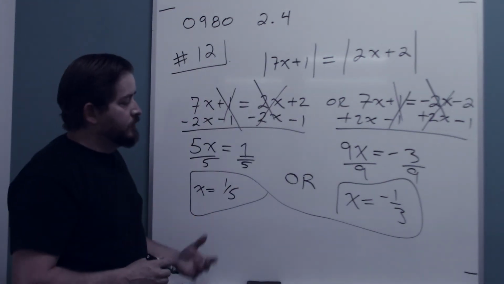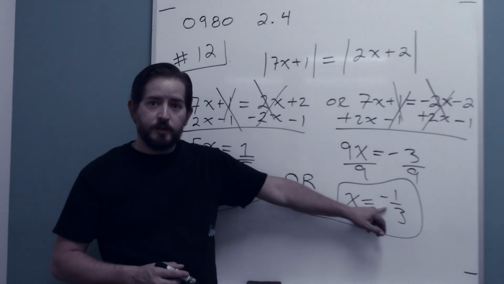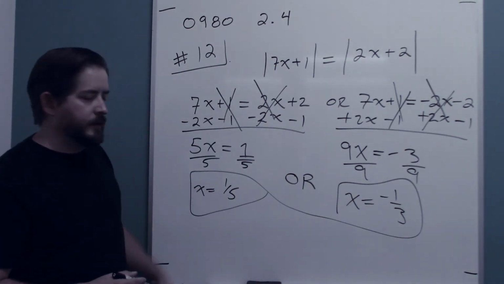Right? The smaller number is the negative 1/3, and then 1/5.